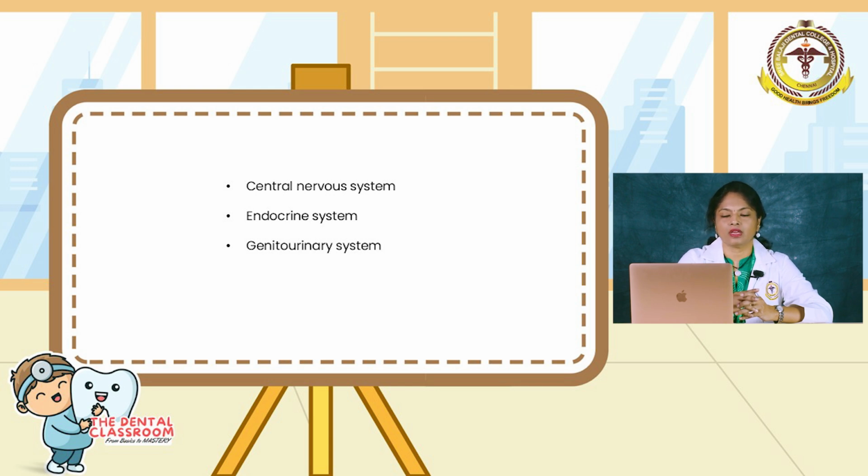For the endocrine system, we ask about any recent weight loss or weight gain, or whether the patient has hyperthyroidism or hypothyroidism. All these are some of the questions we ask in order to evaluate their endocrine system. When we ask about the genitourinary system, we inquire whether the patient has frequent micturition, or any difficulty or pain during micturition. So, with that we come to the end of systemic examination.